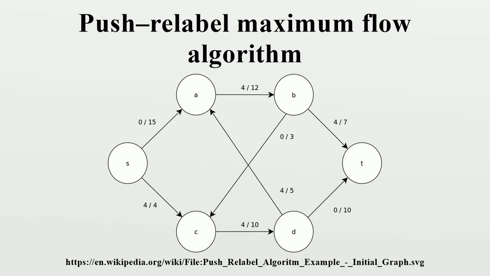Note that this always increases H and never creates a steep edge, which is an edge such that CF greater than 0, and H greater than H plus 1. Relabel. Assert E U greater than 0 and H U less than or equal to H V for all V such that F U V less than C U V. H U equals min plus 1.